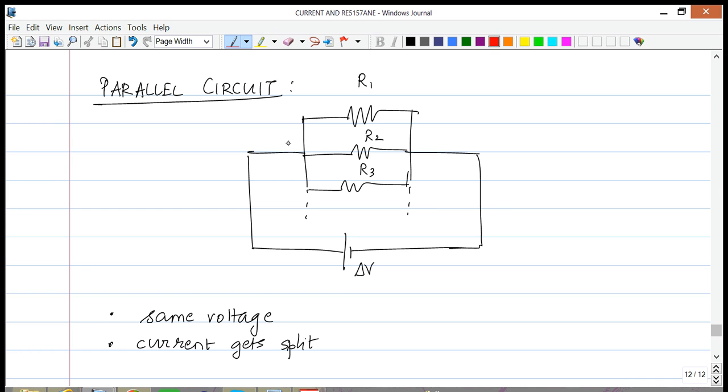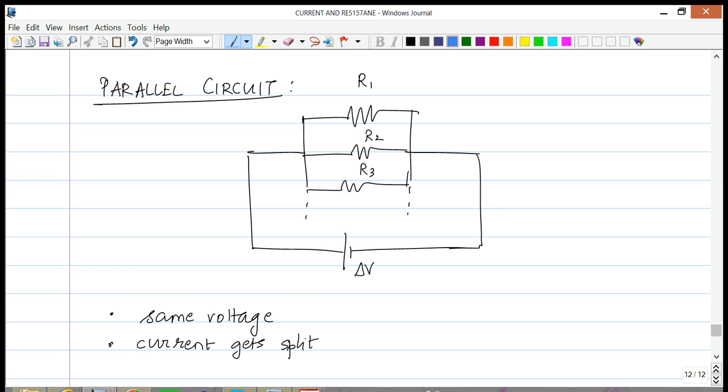Now if you look at this circuit, R1 is directly connected to this voltage source, so it gets the full voltage. Similarly, R2 is directly connected to the voltage source, and hence it has the full voltage of delta V, and so on and so forth for each element that is in parallel and connected to the voltage source. So this makes things very easy.